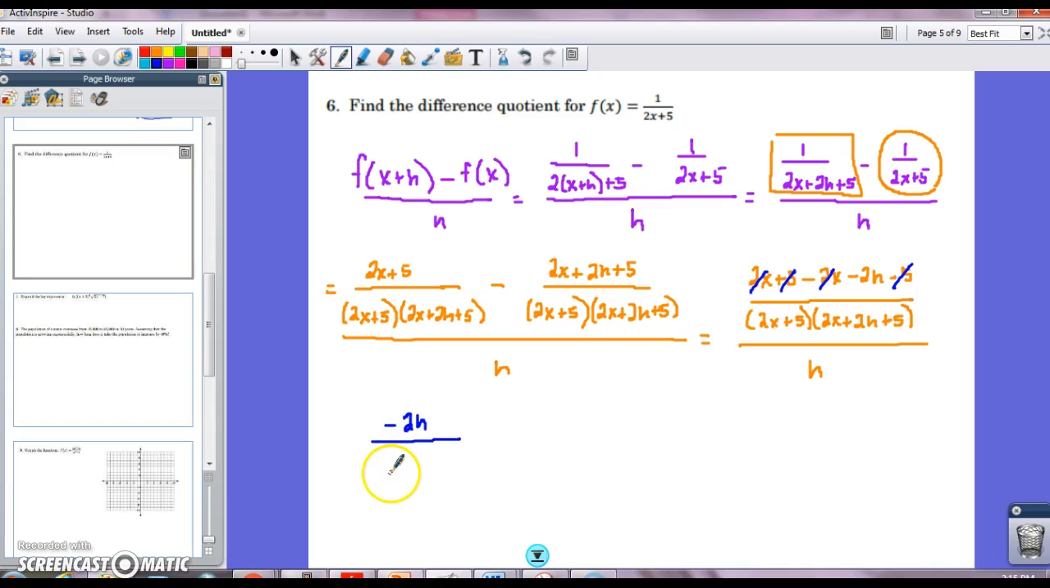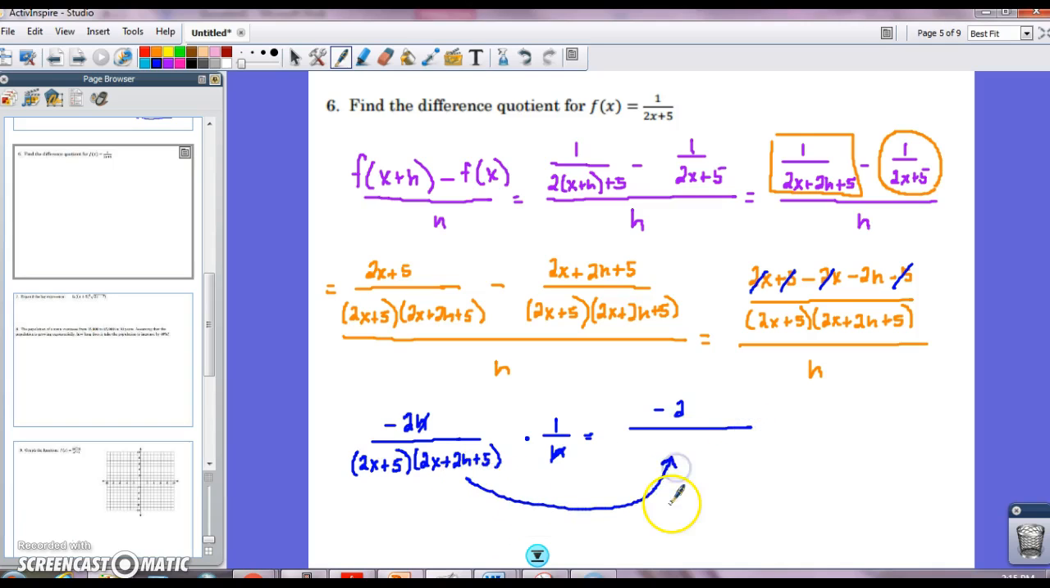which is 2x plus 5 times 2x plus 2h plus 5. And if I divide that by h, that's the same as multiplying by 1 over h. And so now your h's will cancel. So you just have negative 2 over that big long denominator. I'm not going to write it out again, but it's over that whole denominator, this whole thing. Okay? So that's how you would go about doing a problem like that. Again, it's easy to make mistakes in there, so just be careful of your signs and everything like that.